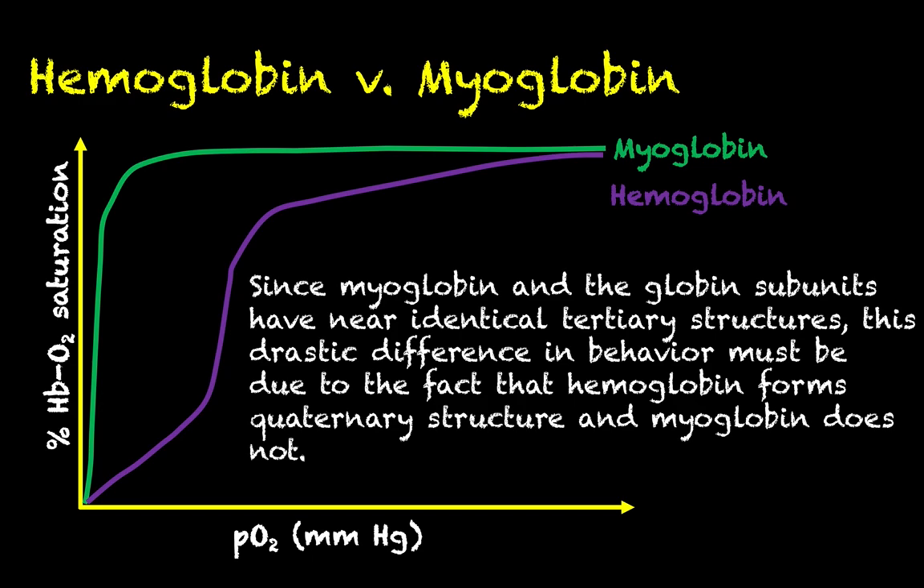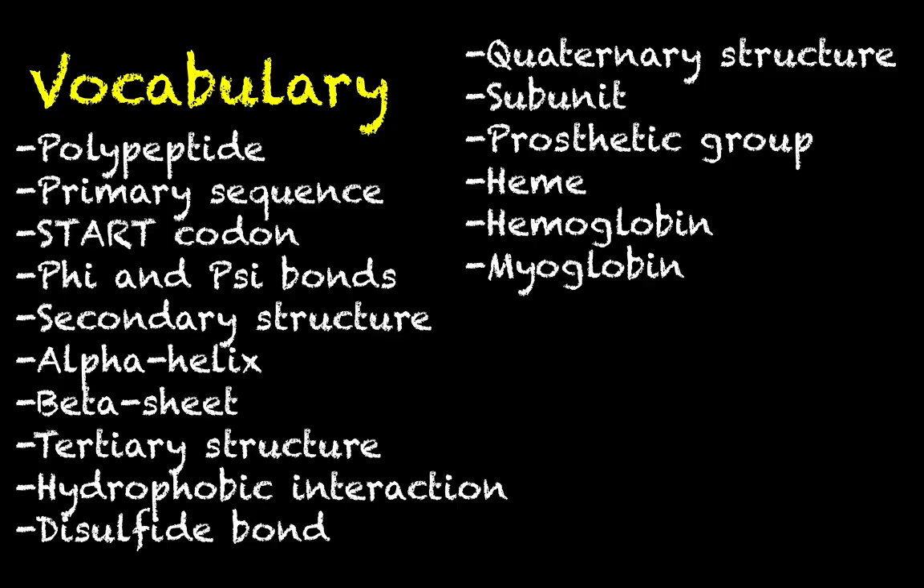That will be something that we discuss much later in the semester, but for now, all you need to appreciate is that the fact that myoglobin and hemoglobin are so different in terms of function has to do with the fact that myoglobin does not form quaternary structure and hemoglobin does.